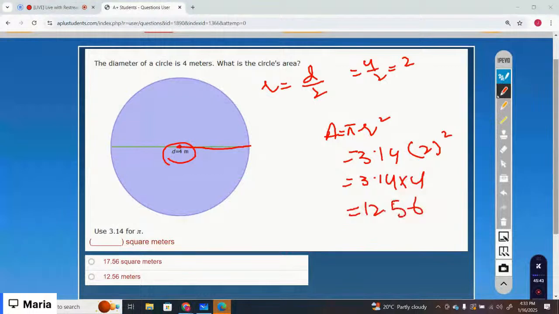So the area of the circle is pi r square. The correct option is option number 2.